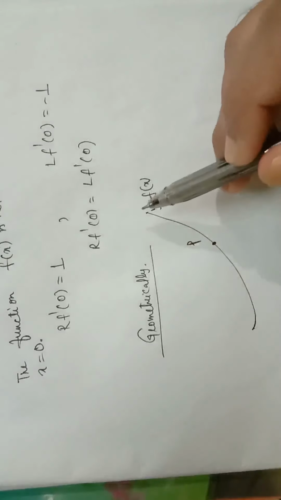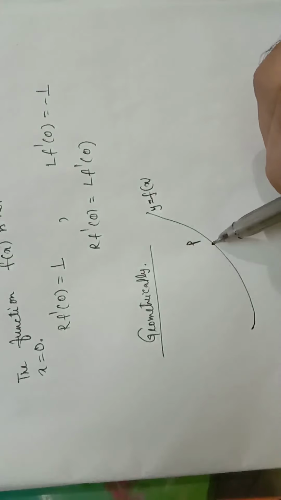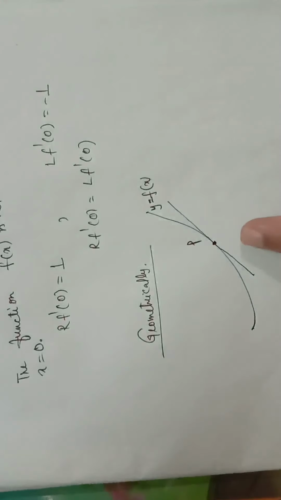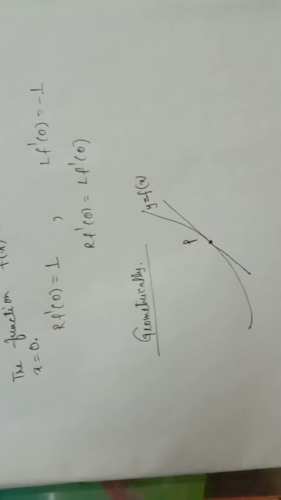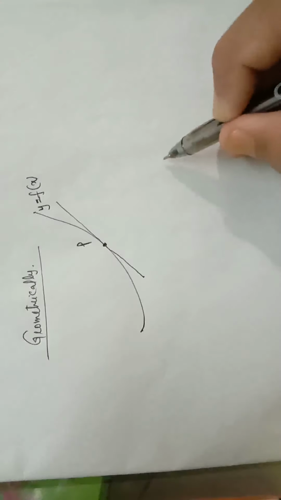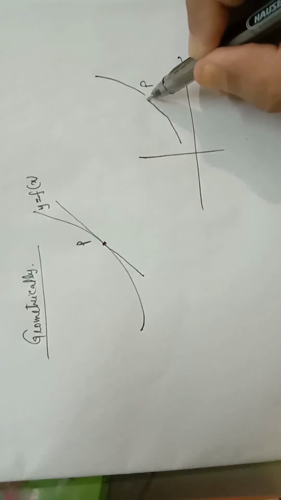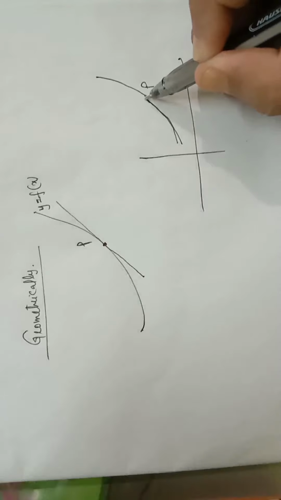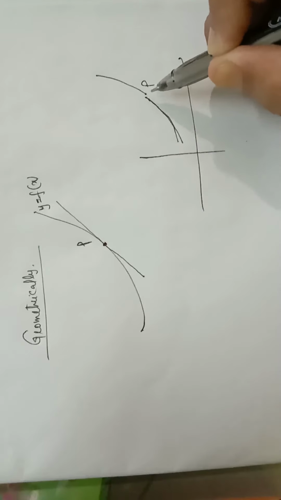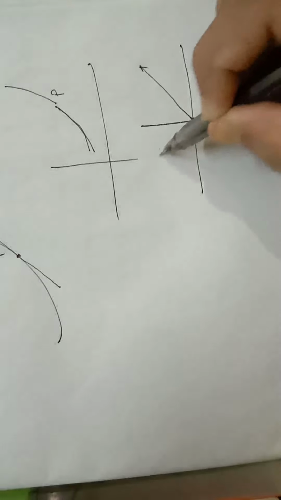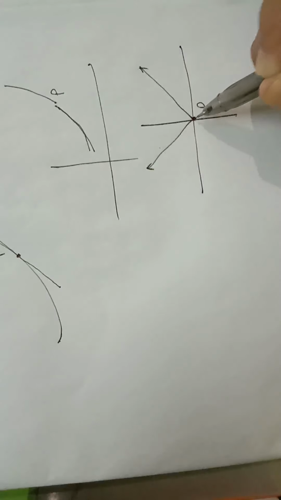Geometrically, a function f(x) will be differentiable at a point P if there exists a unique tangent at the point P. The function will be differentiable at a point P if we can draw only one tangent at the point P. In other words, a function will not be differentiable at a point x equal to P if it is not continuous at that point, or if P is a corner point like this. If P is a corner point, then the function will not be differentiable.